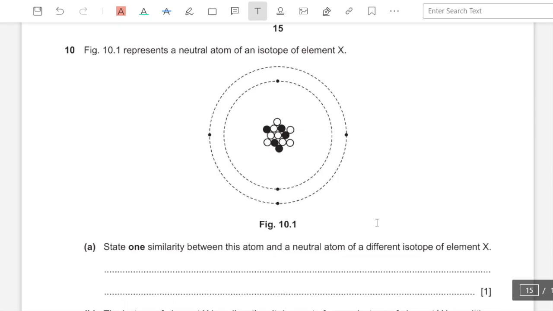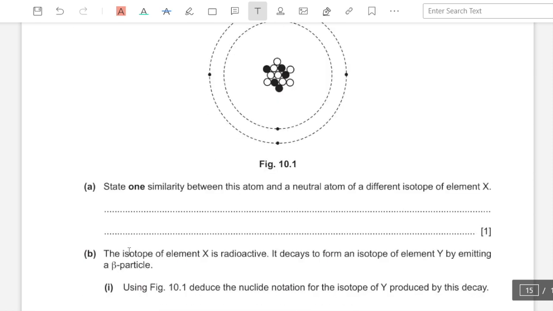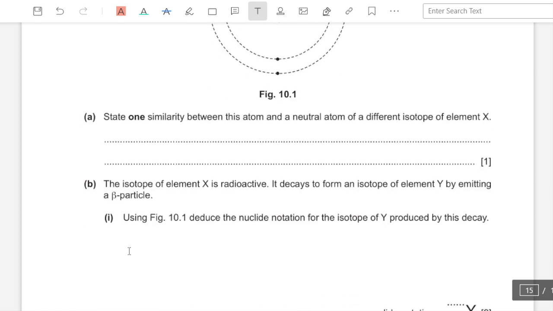Question number 10. Figure 10.1 represents a neutral atom of an isotope of element X. A. State one similarity between this atom and the neutral atom of a different isotope of element X. The only difference would be the number of neutrons, which means the number of protons and neutrons are going to be the same. You can write either of them.